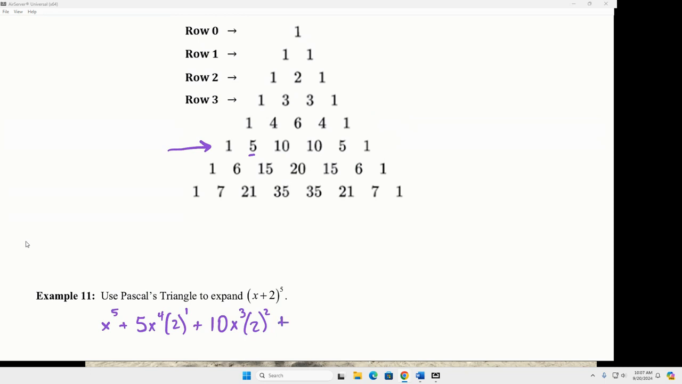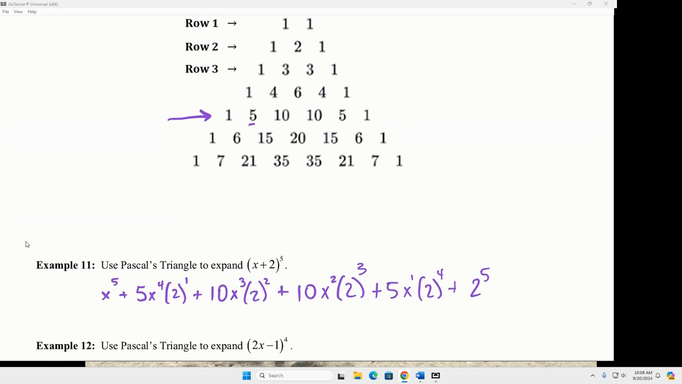All right, and then what's the next thing? 10 again. And then the x power is going down. The 2 power is going up. Just keep that pattern. Pretty much everything in math, all mathematical concepts are developed from patterns. And so this is the pattern for expansion.